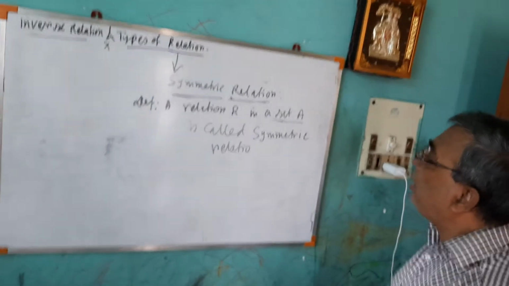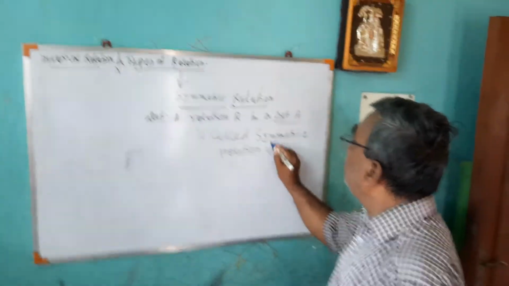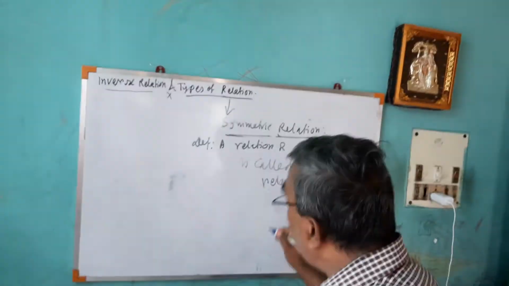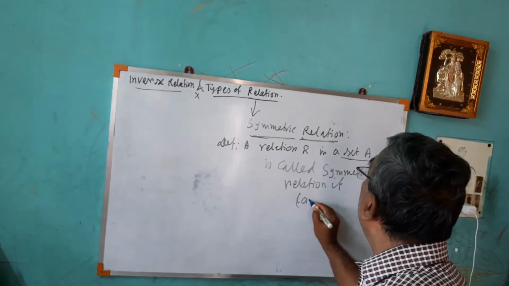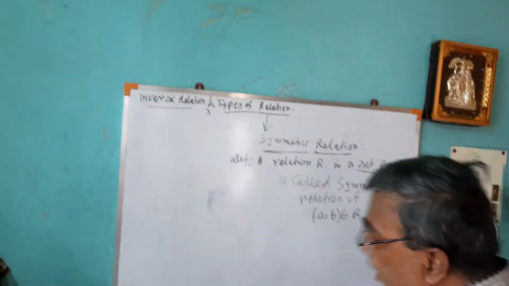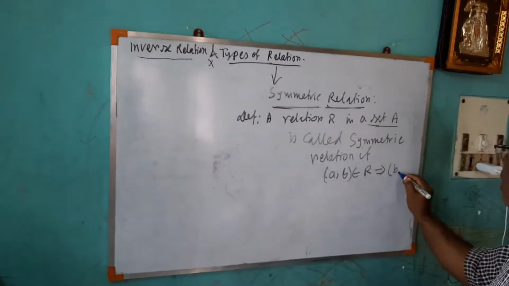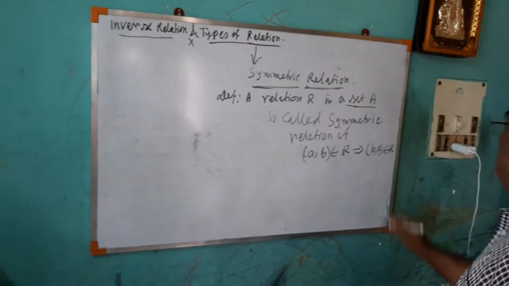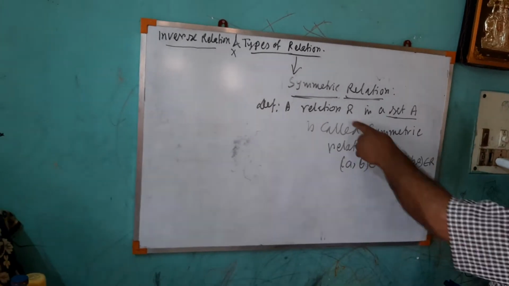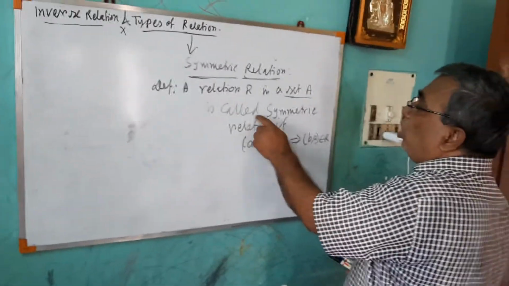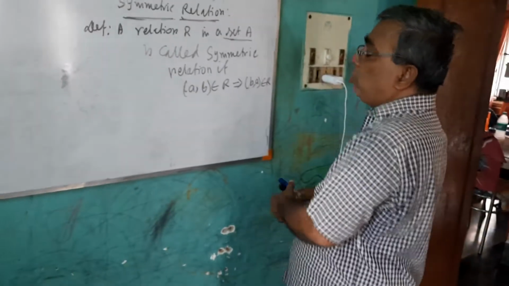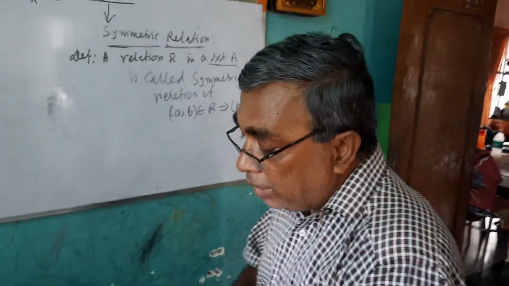A relation R in set A is called a symmetric relation if (a, b) belongs to R implies (b, a) belongs to R. This is very important. A relation R in a set A is called symmetric if (a, b) belongs to R implies (b, a) belongs to R. For example, then you will understand clearly.